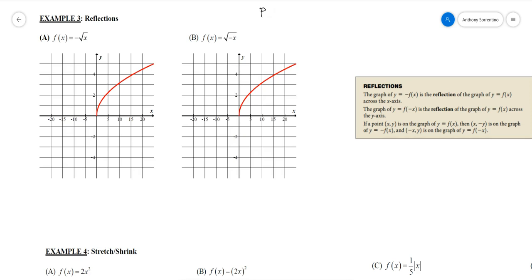my parent function is going to be y equals, or f of x equals, the square root of x.